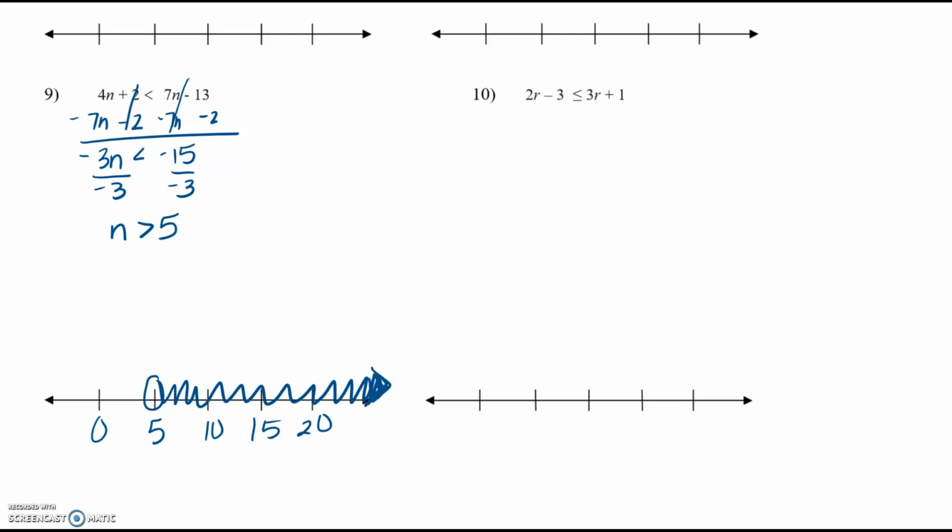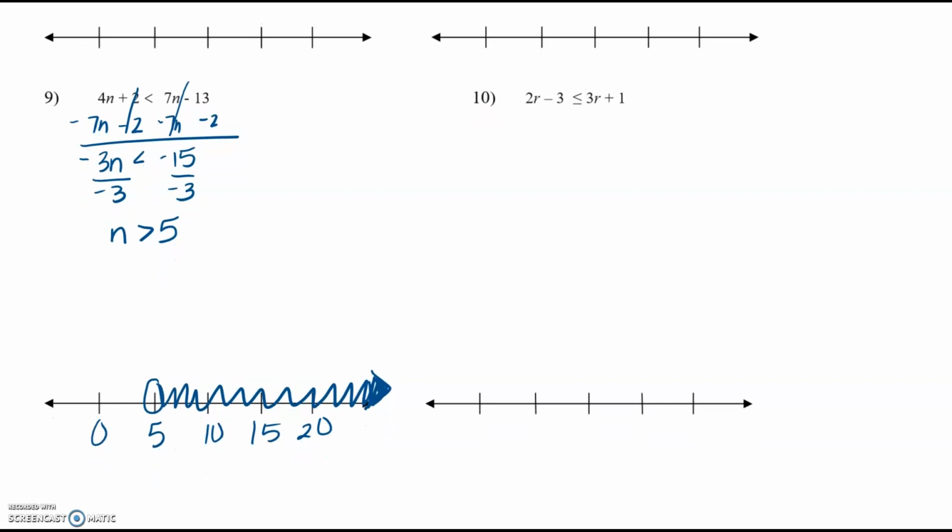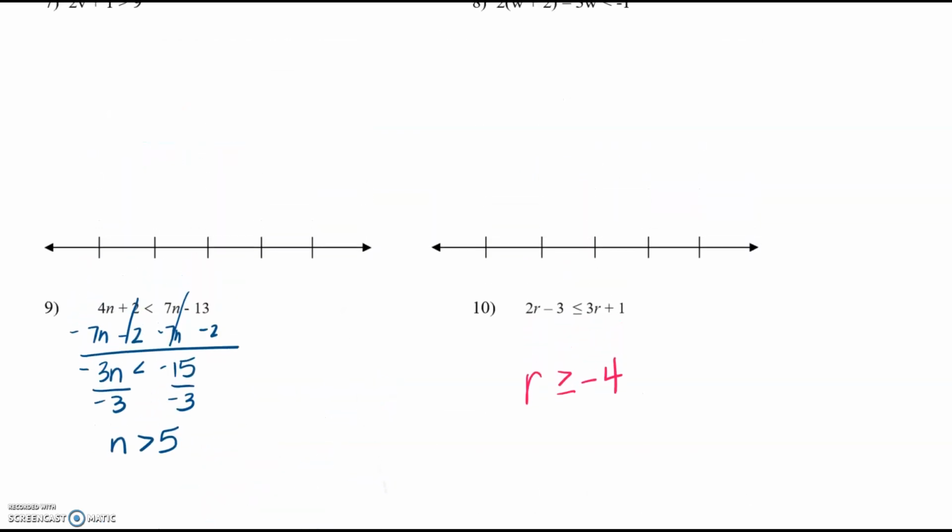Okay, I'm going to pause here. I'm going to give you the answers to these so that when you graph them, you will be able to check and see if you have the correct answers. So number 10 is r is greater than or equal to negative 4. Make sure you put a closed circle on negative 4 when you graph it.